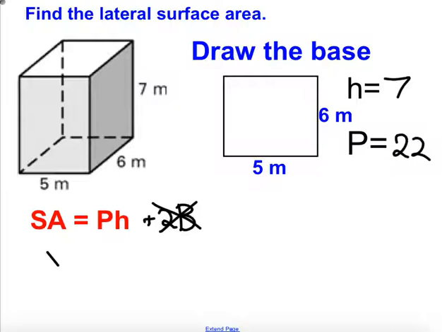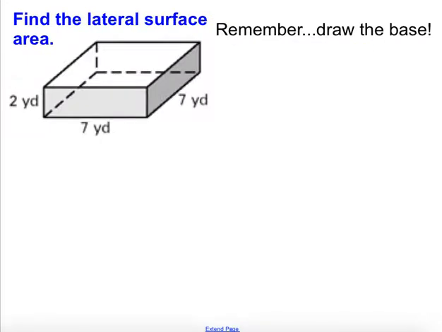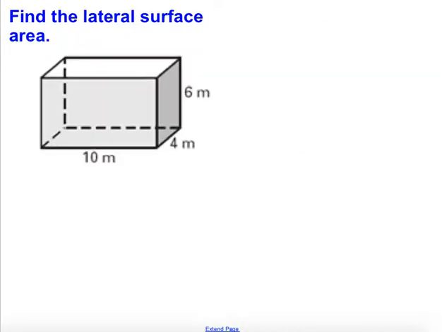So the surface area is the perimeter times height, so 22 times 7, which is 154 meters squared, and that's it. We don't have to add those bases in. If we're looking at the lateral surface area of this one, we just find that perimeter again, which was 28, and multiply it by the height of 2, which gives us 56 yards squared. And we don't have to add those 49s in because we don't want them. We want the lateral surface area.